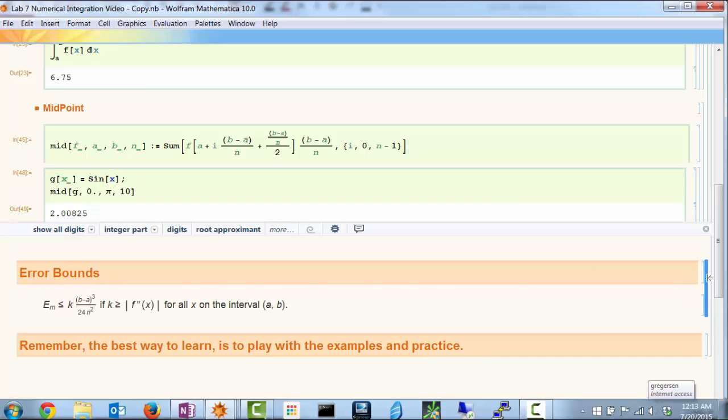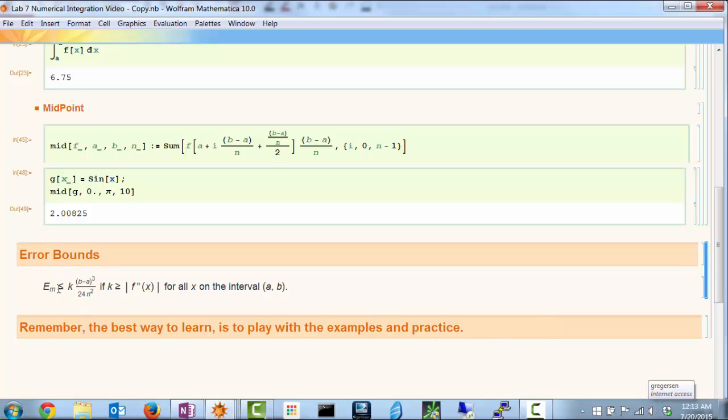Well, we learned that the error in a midpoint approximation is always less than or equal to this expression, so long as k, that k value in there, is greater than or equal to the second derivative of my function for all x on the interval from a to b.